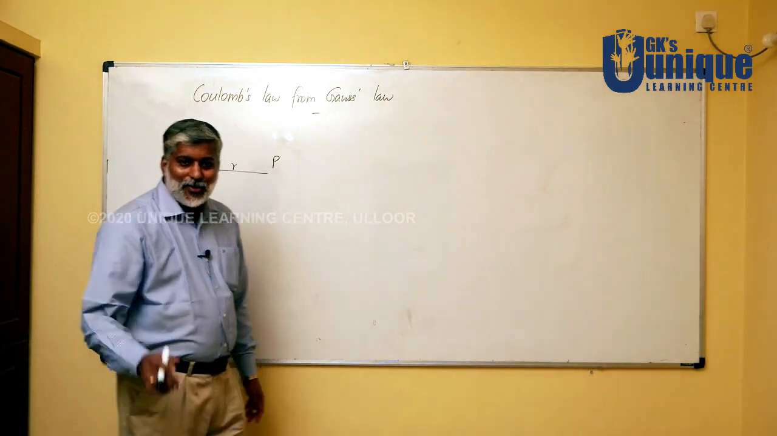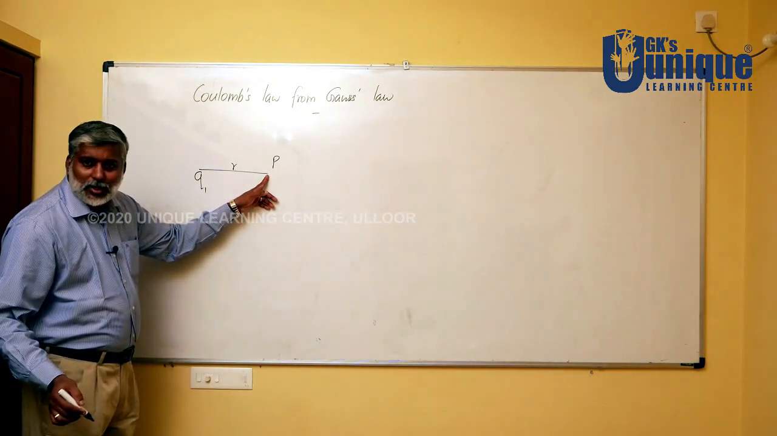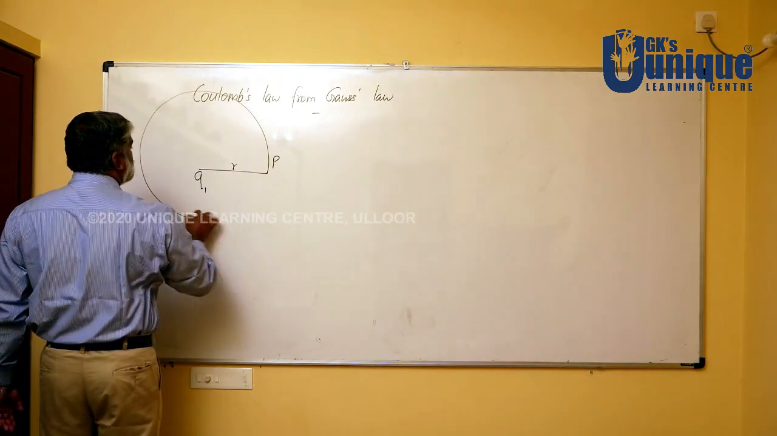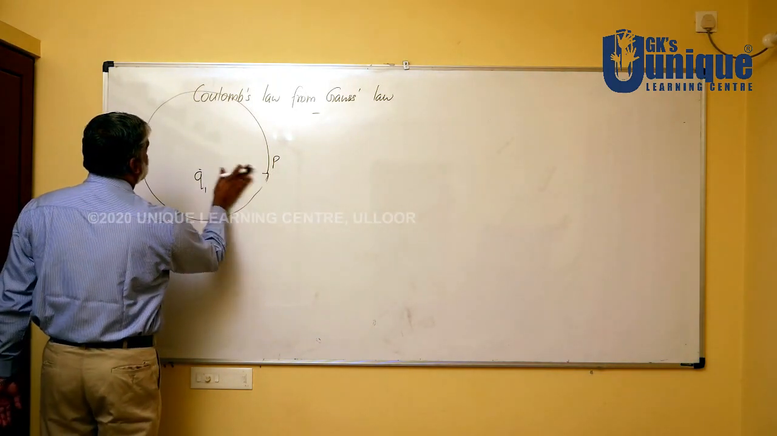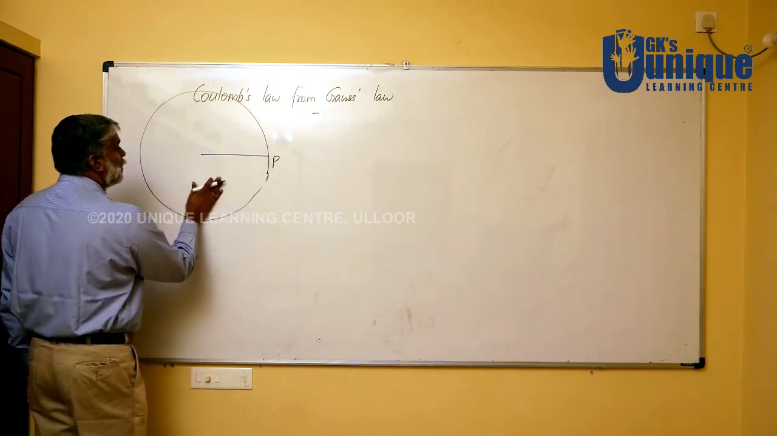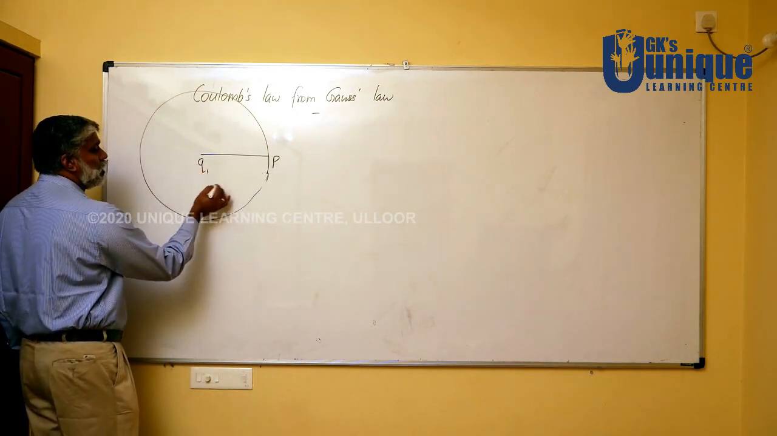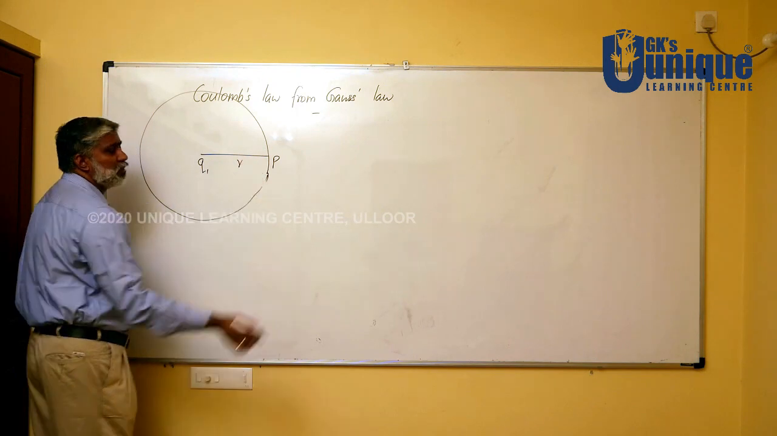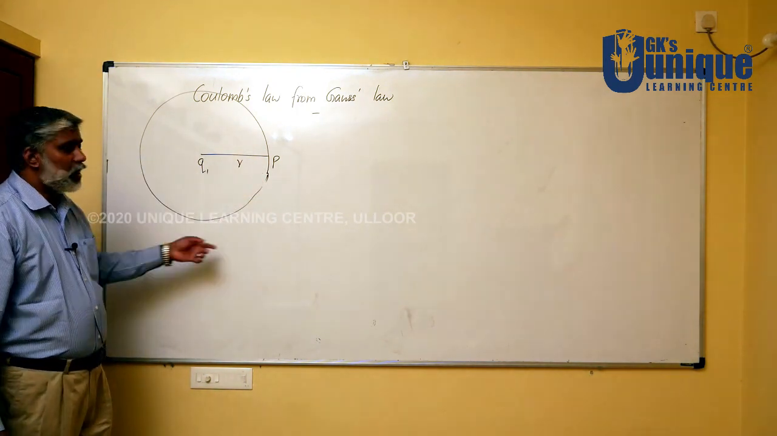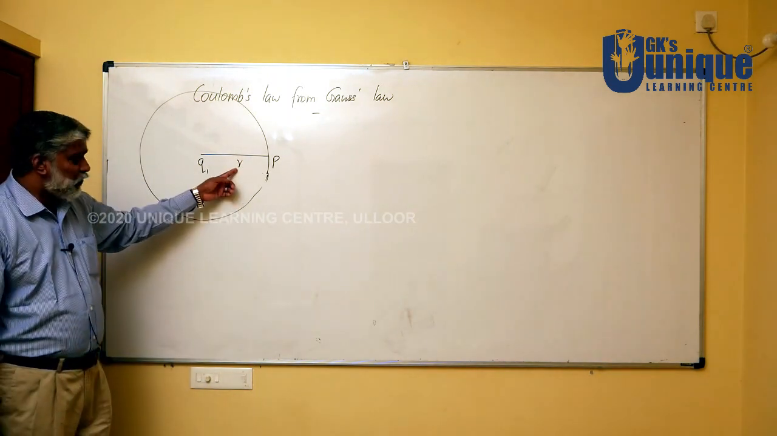Gauss's theorem. So, for that, including P, I must consider a closed surface. So, this is a closed surface considered. Okay. So, charge Q1, P is a point at a distance R. I want the electric field. So, including P, I considered a closed surface. It is a sphere of radius R.